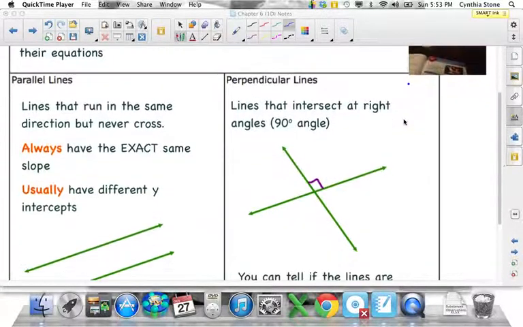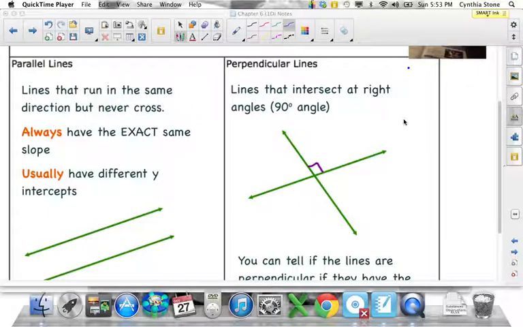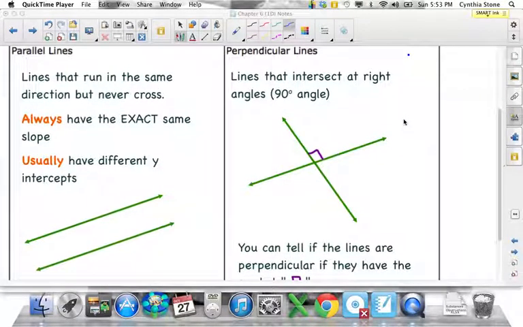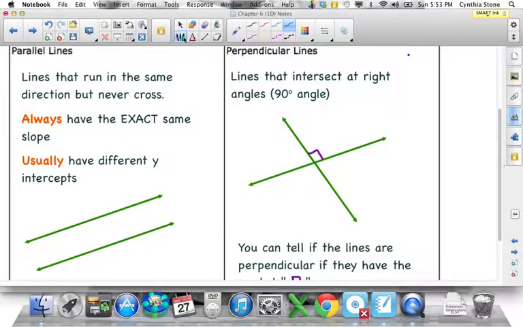Here we go. So parallel lines, just to make sure you're clear on what they are, they're lines that run in the same direction but they never cross. They always have the exact same slope, and unless it's the same line, they have different y-intercepts. We often denote them with little arrows like that, or maybe even two, and that just says to me that those two lines are parallel.